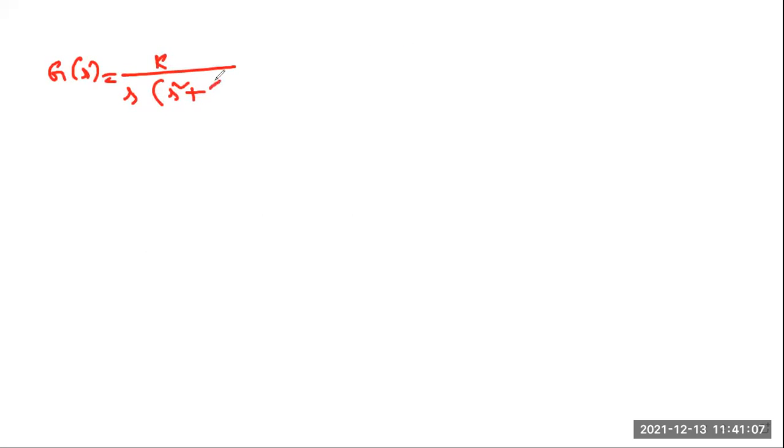S square plus 4s plus 8, and your H(s) is 1. Very good. Then 1 plus G(s)H(s) is equal to 0. This is your characteristic equation.